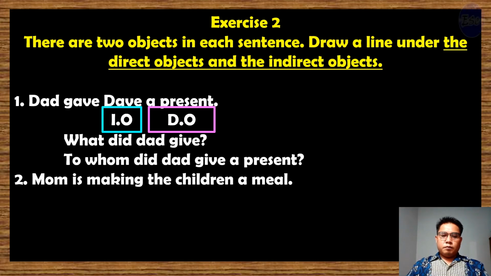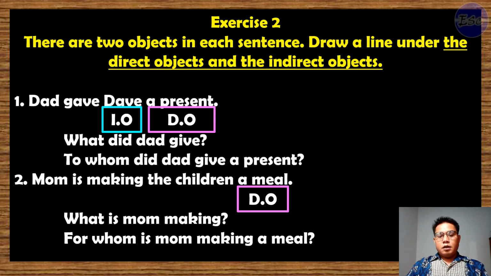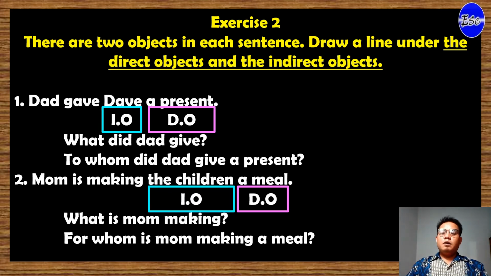Okay, number 2. Mom is making the children a meal. What is Mom making? A meal. So a meal is the direct object. And then, for whom is Mom making a meal? For the children. So for the children is the indirect object. You got it right? Okay, now try your best to do the rest of the questions.